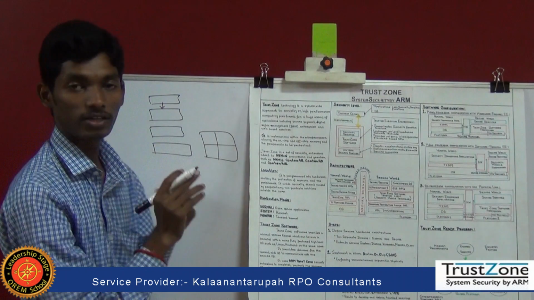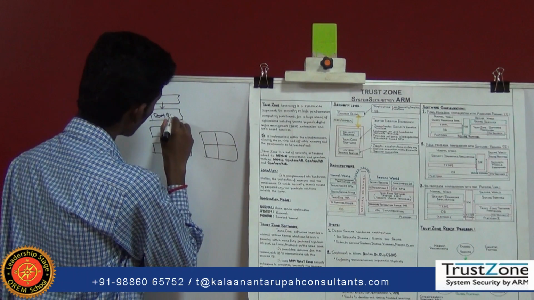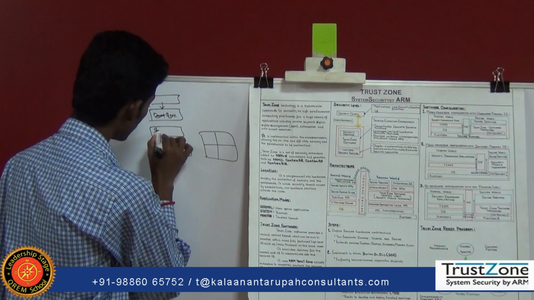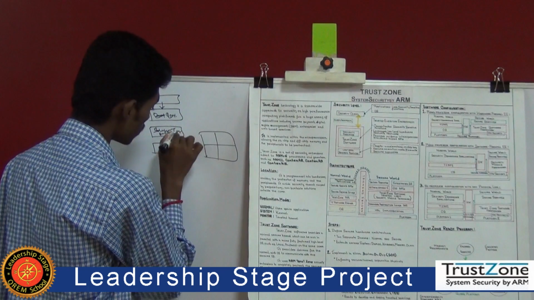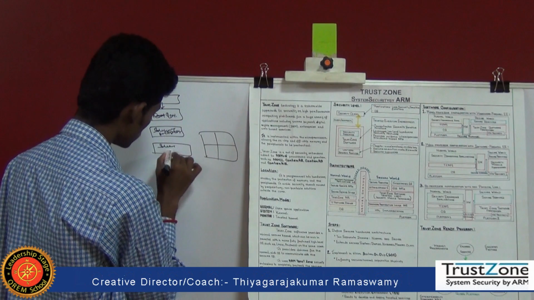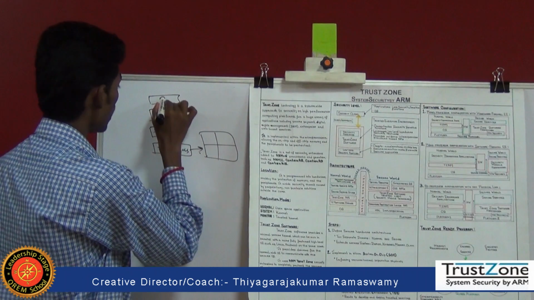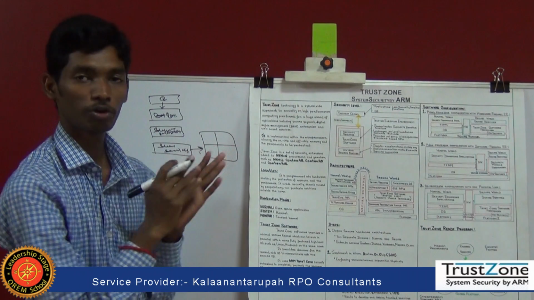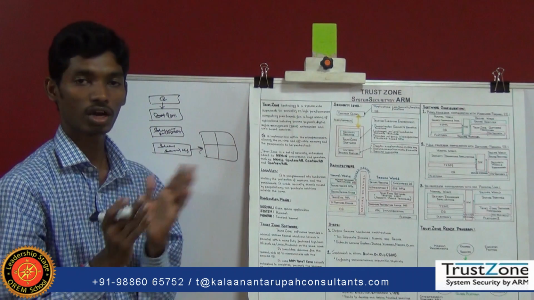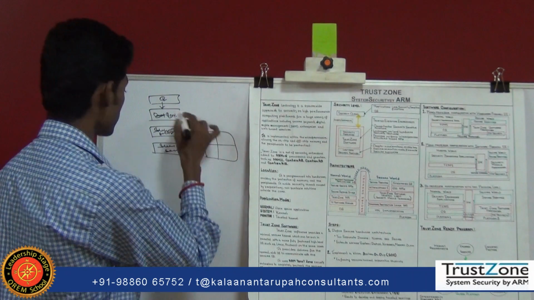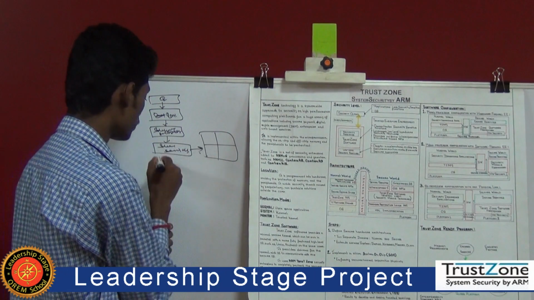When we boot the system, first the boot ROM will run, then the secure perimeter, and next the secure services. Boot ROM is nothing but a memory chip which is used to start the workstation from the server. Secure perimeter will start. After that, the secure services will run.